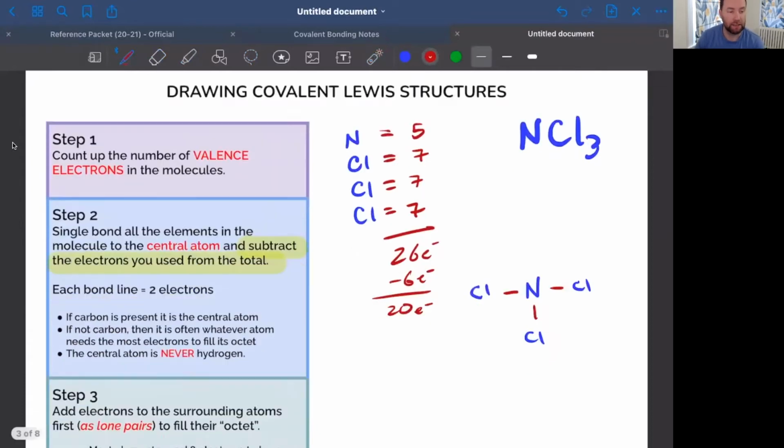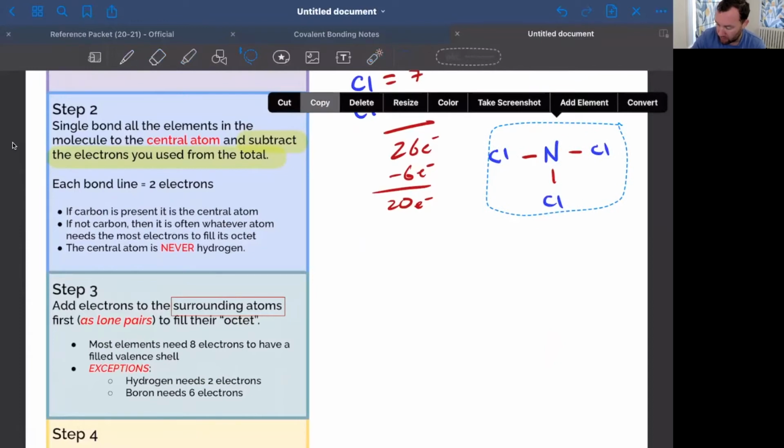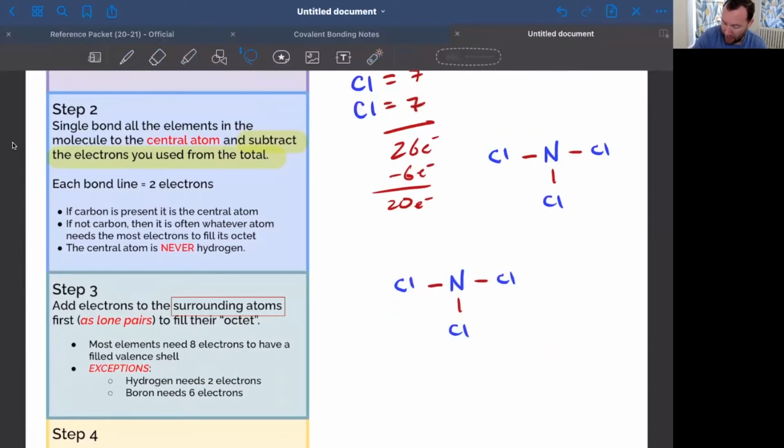Okay. Next, I'm going to add the electrons to the surrounding atoms first, as lone pairs. So if I come along here, I'll copy it this time instead of pulling it down. I'm going to add the electrons as lone pairs to the outside first. So 1, 2, 3, 4, 5, 6. I added 6 to chlorine to fill its octet, right? Because that's what we're doing here. We're going to fill the octet, because we have 2, 2, 2, and then 2 for that chlorine. So that chlorine has an 8 now, so it's happy.